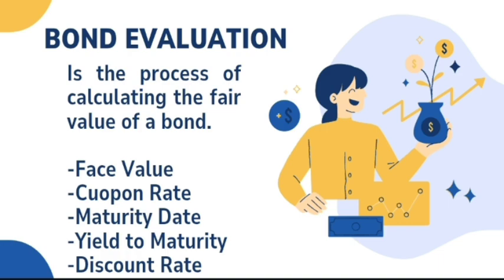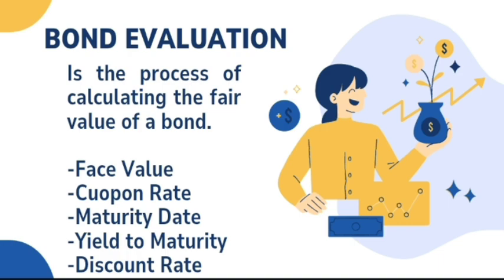The maturity date is the specific date on which a bond, loan, or other financial instrument expires and the issuer is required to repay the principal amount, also known as the face value, to the investor.